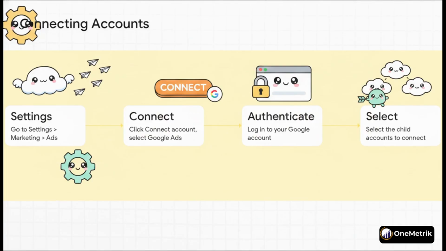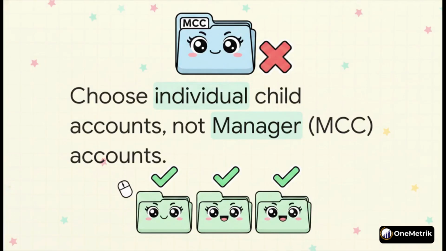A secure authorization window will pop up asking you to authenticate with your Google login. Once you grant those data permissions, you simply grab your target ad account from the drop-down list and hit Connect. Boom. It takes literally just a few clicks when everything is staged right. But hey, watch out for this one.